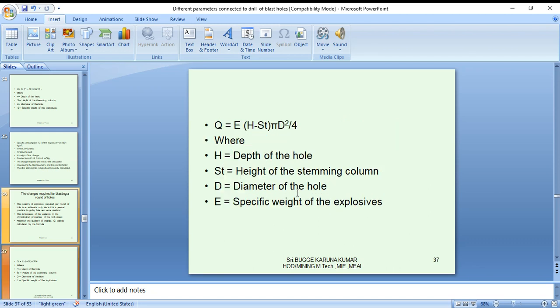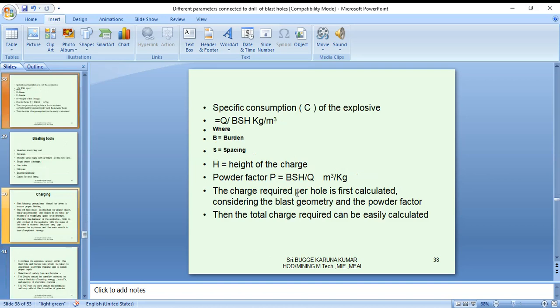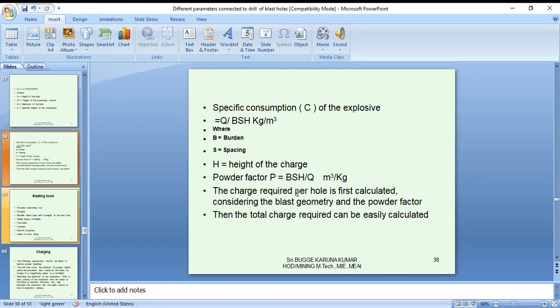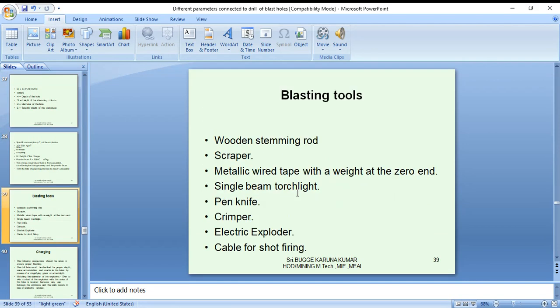Already, this slide is completed, and go to the next slide. So now, next, these are blasting tools. What are the blasting tools used for the purpose of blasting activity? The various tools are required for the purpose.